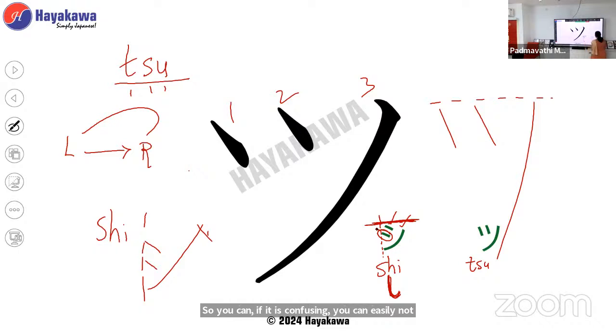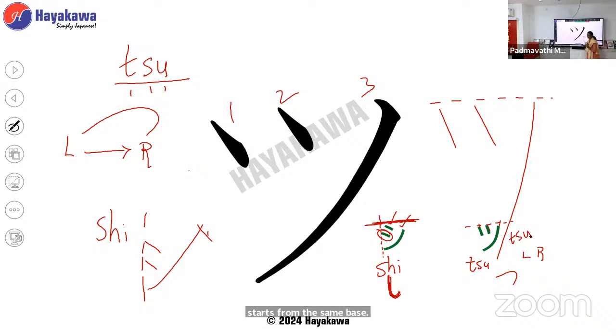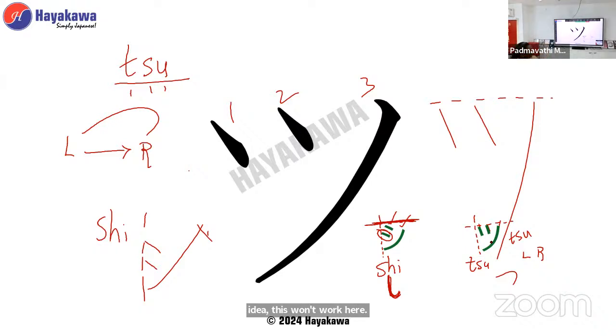Now on the other side, you draw a line left to right. Now all three start from the same base. So this is tsu. In a word, if you're confused, you just draw the line horizontal or vertical and easily differentiate. If you do it the other way, if you put a vertical line here, it won't work here. So you can easily differentiate shi and tsu.